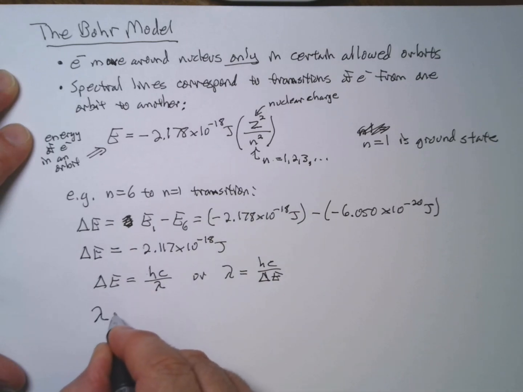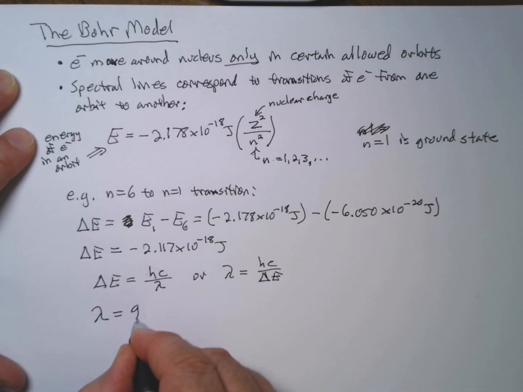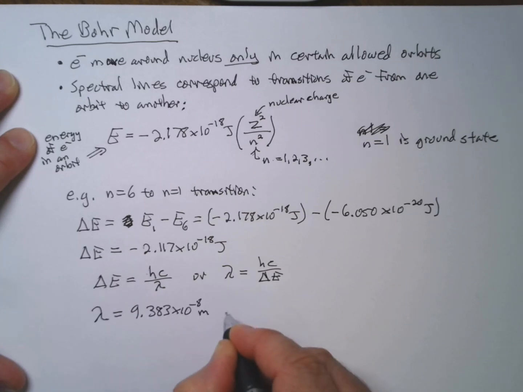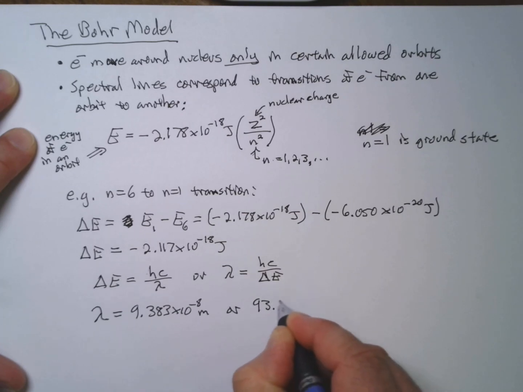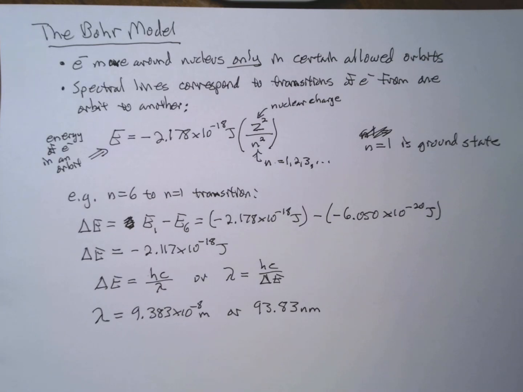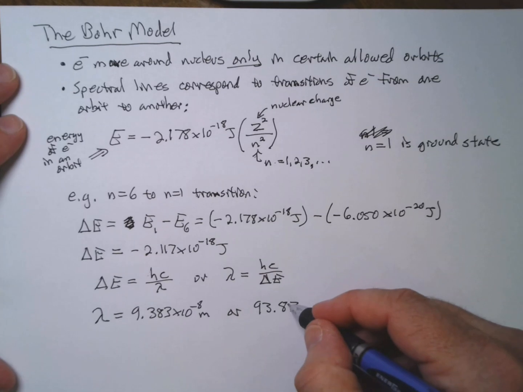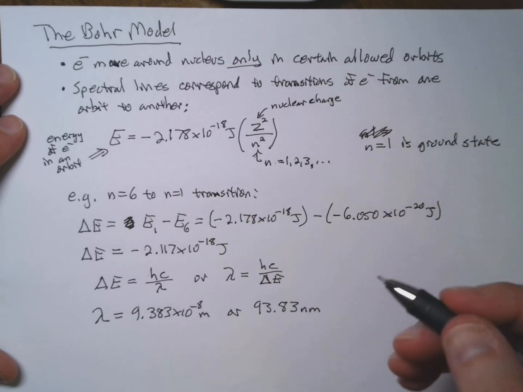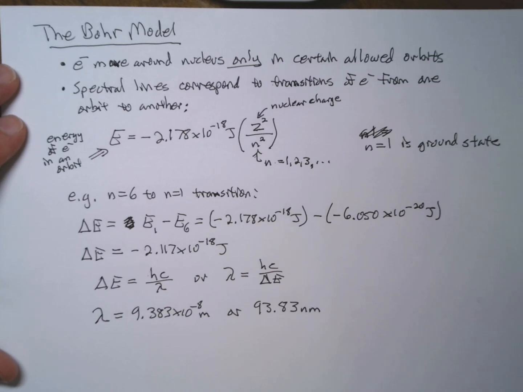So in this case, lambda equals 9.383 times 10 to the minus 8 meters, or 93.83 nanometers. In UV visible light, often we report the wavelengths of light in nanometers. So this is in the far UV range. UV is below 400 nanometers, less than 400 nanometers wavelength, so between 1 and 400 nanometers, let's say.